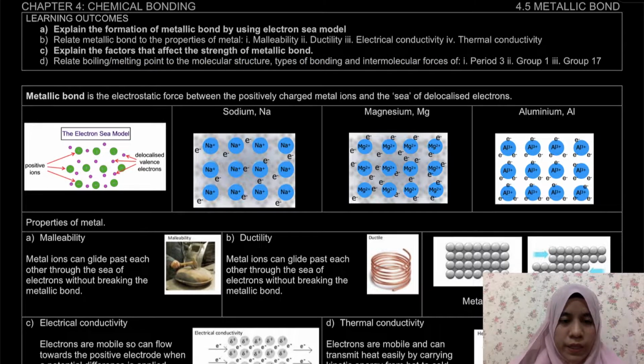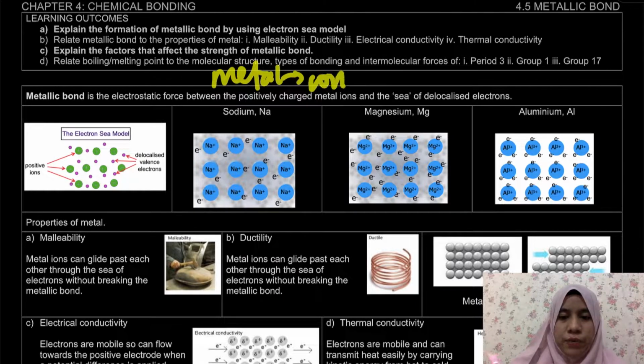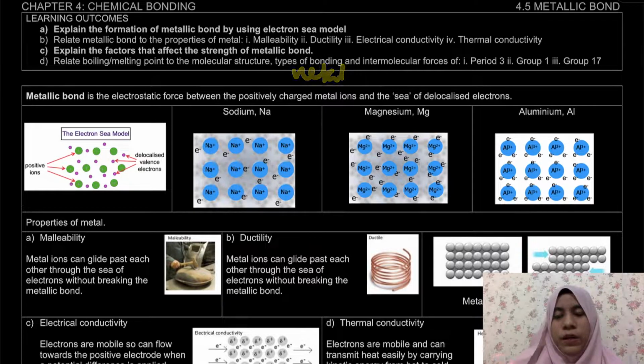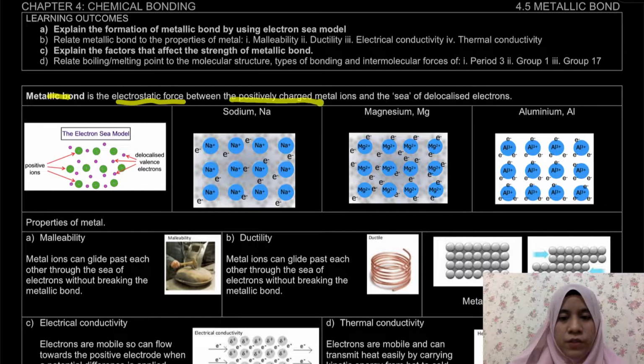Okay, so first one kita akan tengok is actually metallic bond. Previously we have looked for the case kalau kita ada metal dengan non-metal, that is actually our ionic bond. And then we also look at the case between non-metal dengan non-metal, where they share the electron kan. So that is our covalent bond. Sekarang ni kita akan tengok bila case between metal and metal. So the bond is called metallic bond. So what is metallic bond? It is the electrostatic force between the positively charged metal ion and the sea of delocalized electron.